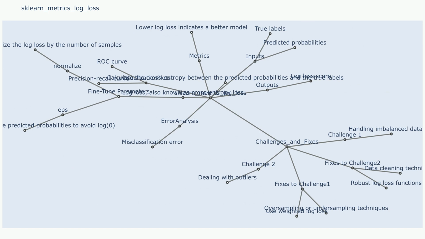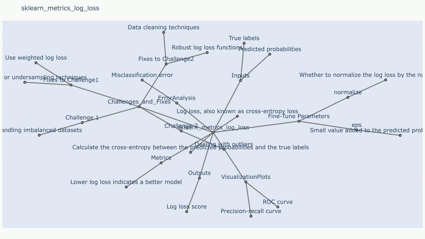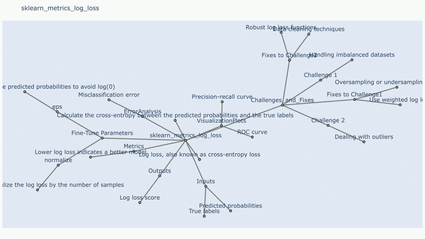Challenge 1: log loss can be sensitive to outliers. Sample use case that resulted in challenge 1: a single outlier data point with a very low predicted probability can have a significant impact on the log loss value. Fixes to challenge 1: one way to address this issue is to use a robust version of log loss, such as the Huber loss function.